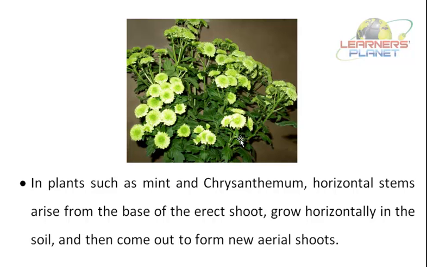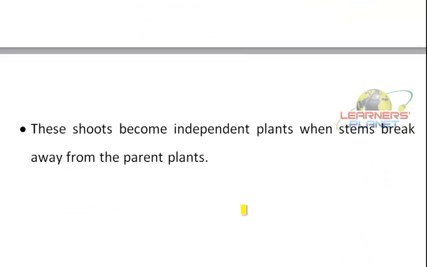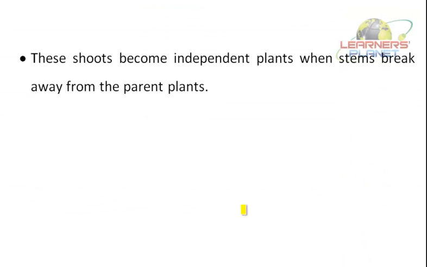chrysanthemum. In plants such as mint and chrysanthemum, horizontal stems arise from the base of the erect shoot, and they grow horizontally in the soil, and then they come out to form new aerial shoots. So this is one such beautiful example. So these shoots, basically they become independent plants when stems break away from the parent plants.